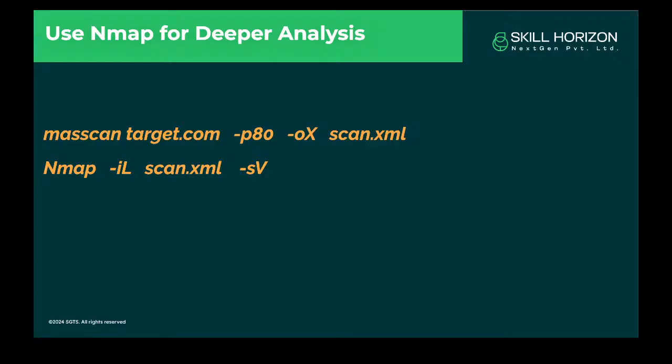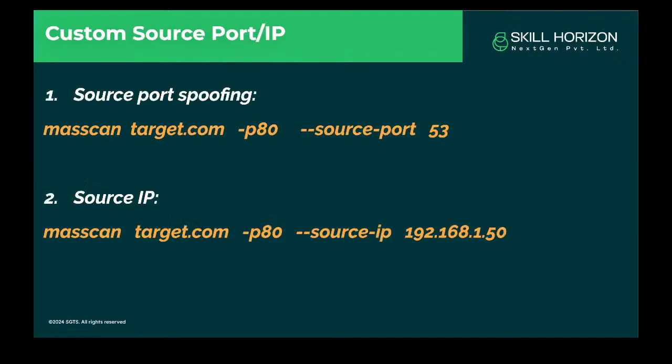Then you can use masscan with nmap. So this is the integration part. If you have a file from masscan and want to analyze deeper with the help of nmap, you can create the output from masscan and then provide the file to nmap with the option -iL, that means include list, and the list of yours.